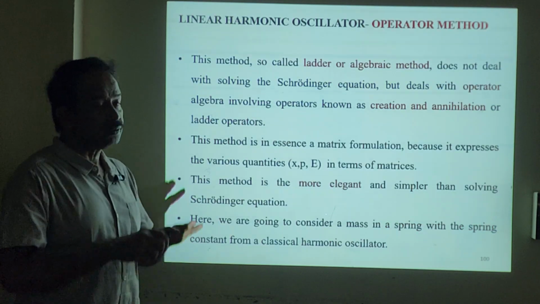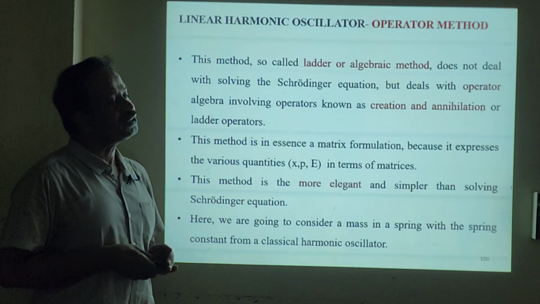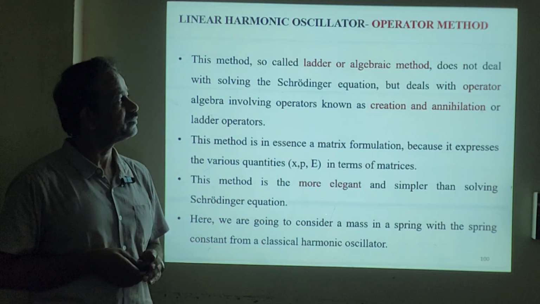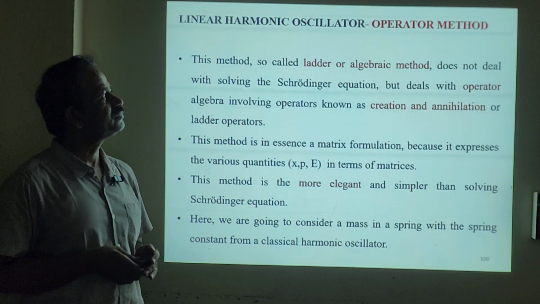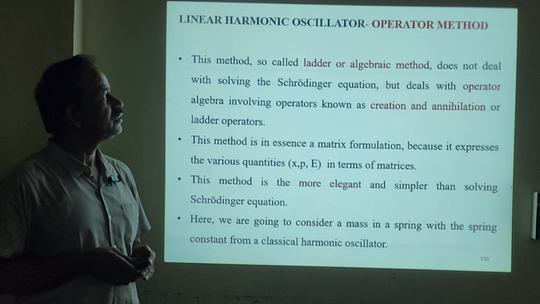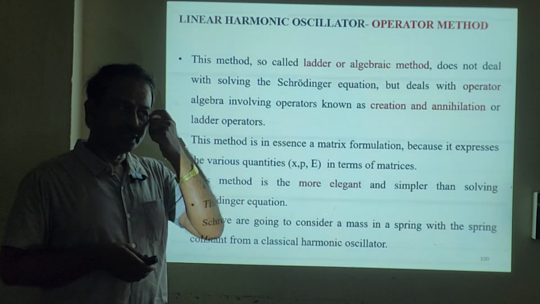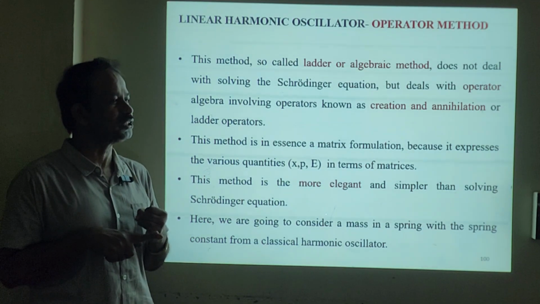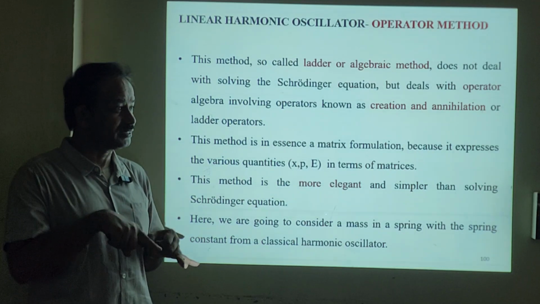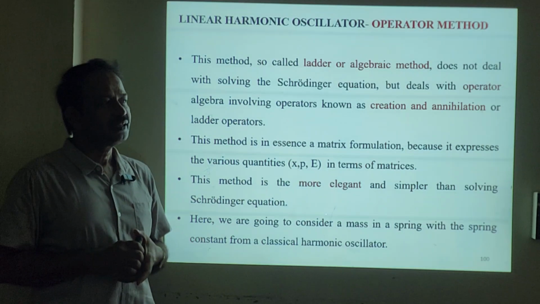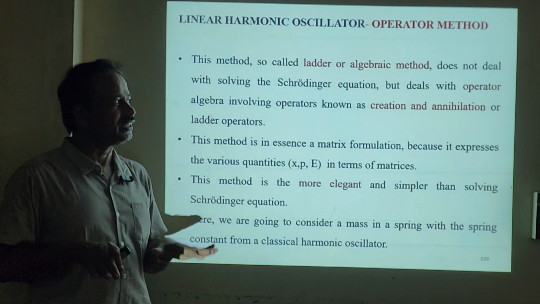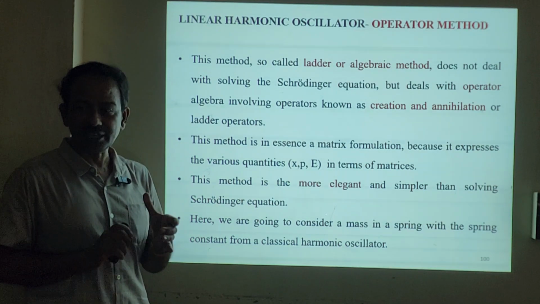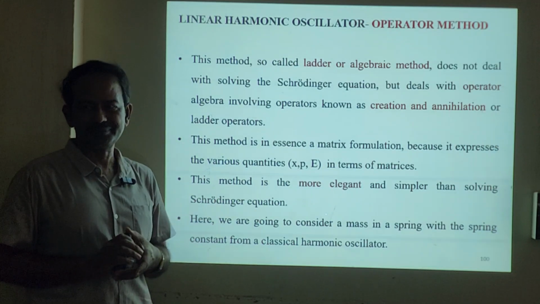Now we are going to look into the harmonic oscillator by means of an operator method. This is an abstract method, the ladder or operator method. For quantum mechanics, there are two avenues, as I said. One is the Heisenberg approach, another is the Schrodinger approach. Heisenberg matrix mechanics, Schrodinger wave equation. In the syllabus, you are going to study the harmonic oscillator only using the abstract operator method, not wave mechanics.